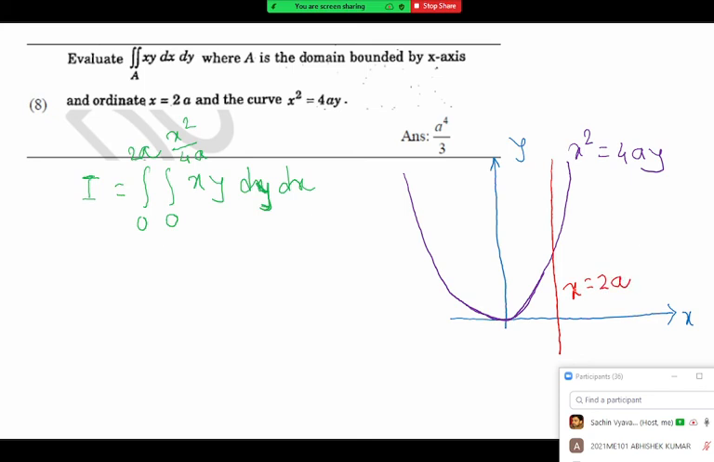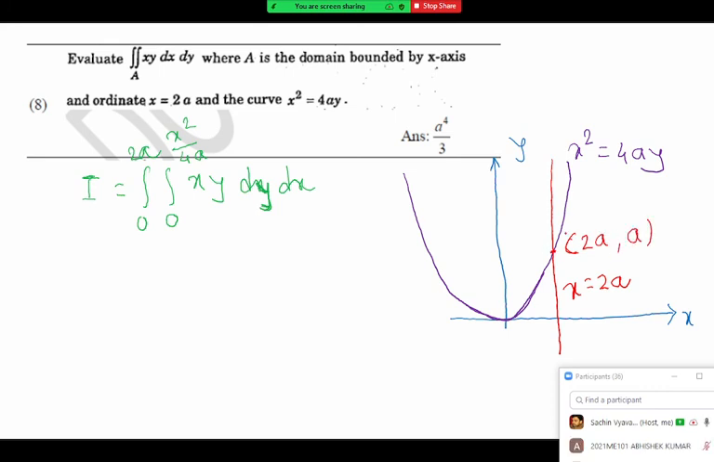How to get the intersection point? Just replace x equal to 2a in this equation. We solve these two equations simultaneously. So if you put x equal to 2a here, we get 4a square equal to 4ay. So what is y? What will be the value of y? a. So x is 2a and y is a. So this point is also important.